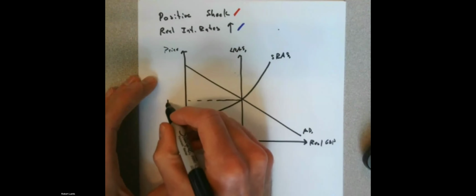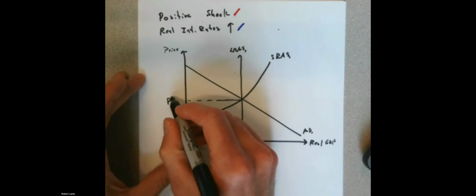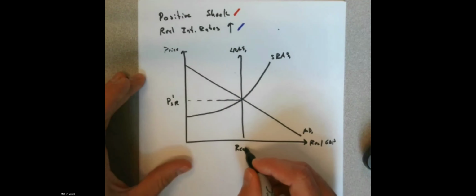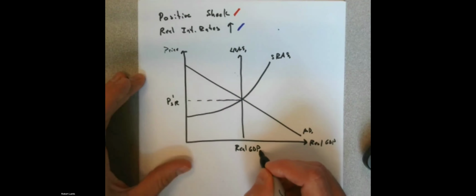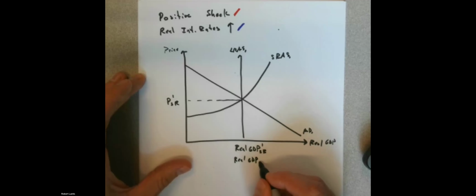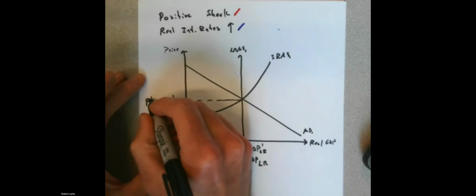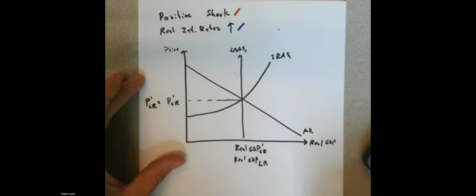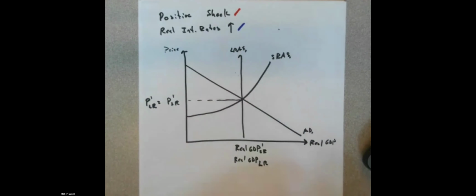We start out with here's my prices in the short run, and here's my real GDP in the short run. And then we've got this long run, so we know this is going to be my GDP in the long run. And we're starting out here, short and long run prices will be the same, right? We're in this equilibrium.